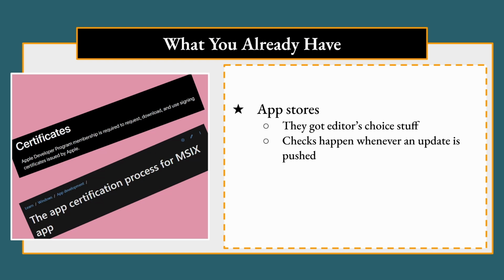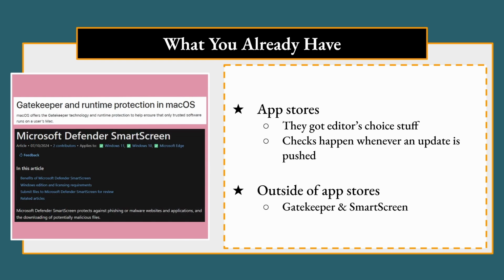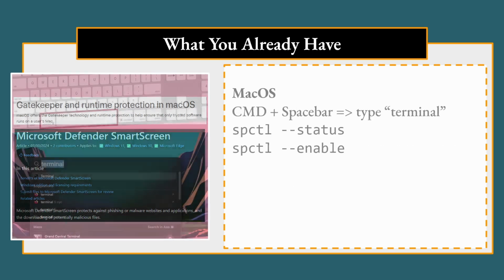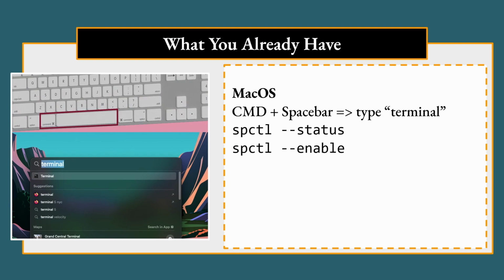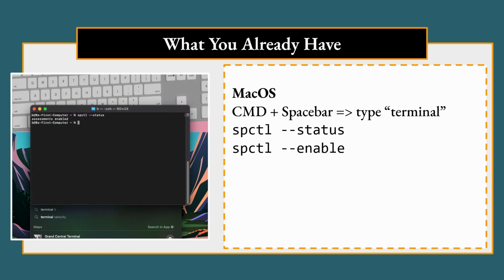If the program you're using isn't from those storefronts, you have protection against those as well. macOS has Gatekeeper, which ensures you're only allowed to run apps from outside the App Store ecosystem if they aren't chock full of viruses. To see if Gatekeeper is enabled, press Command and Spacebar, then type Terminal. In your terminal, type spctl space --status. If it's disabled, type spctl space --enable.